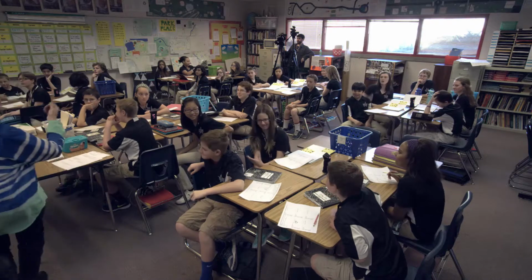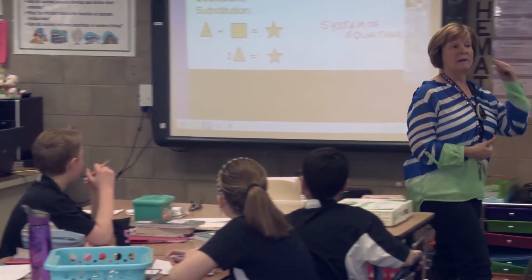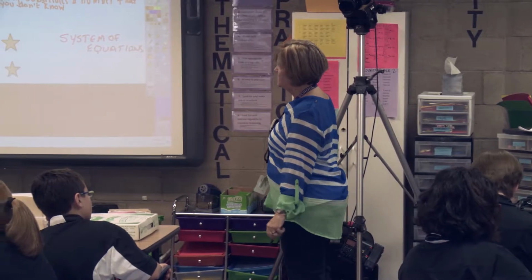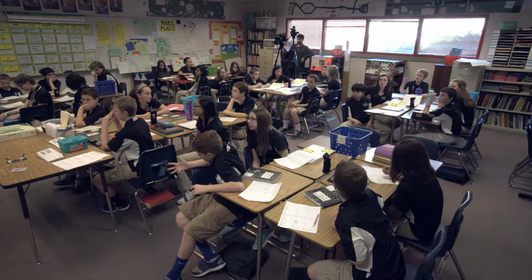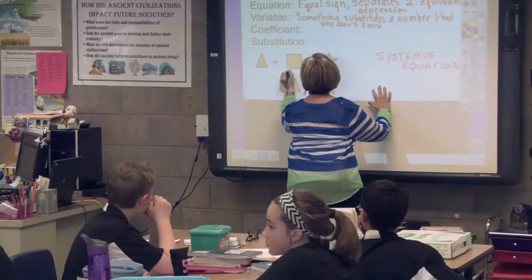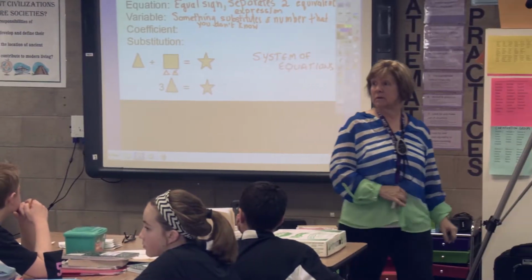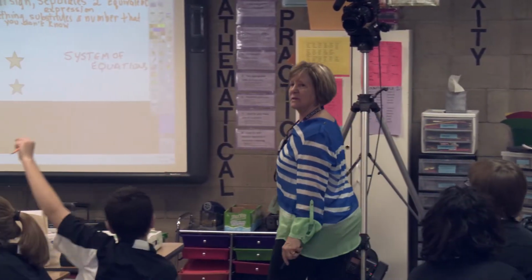Can somebody explain what Peter was saying there? That's a cool concept. What was he able to discern there? Chris? That if 3 triangles equals a star, and then the square would be 2. All right. So we now know that this is worth 2 triangles. That will help us, won't it? Is there something else that we know?